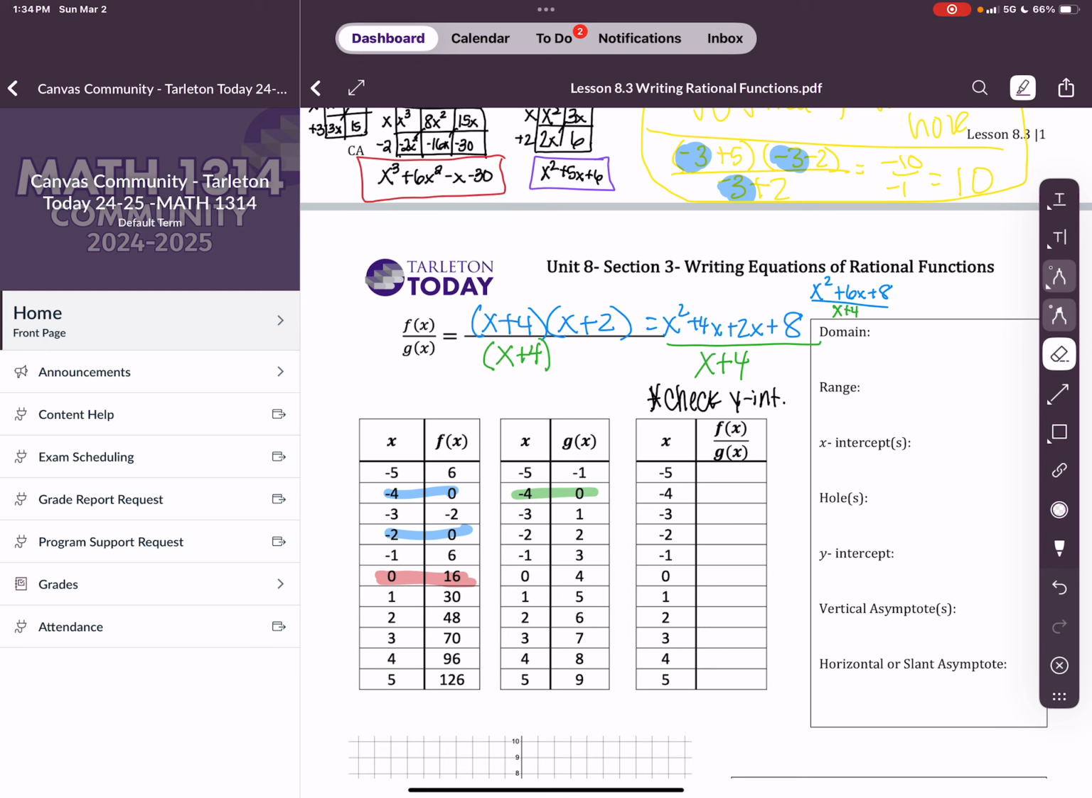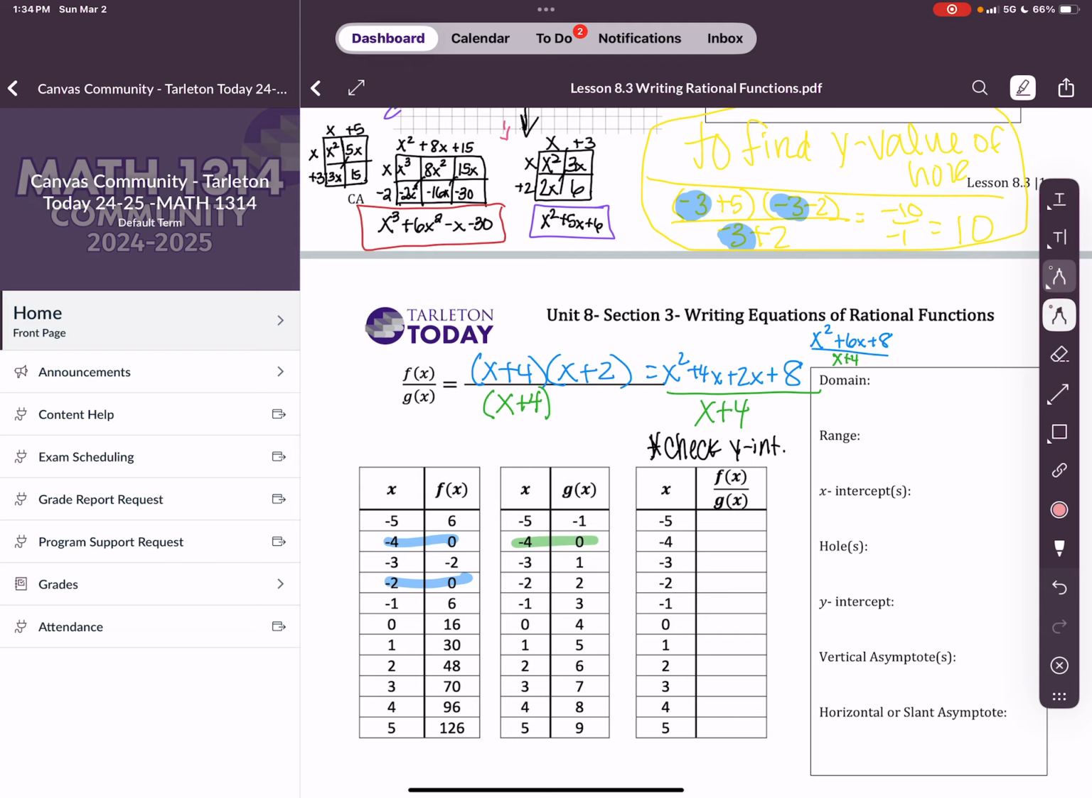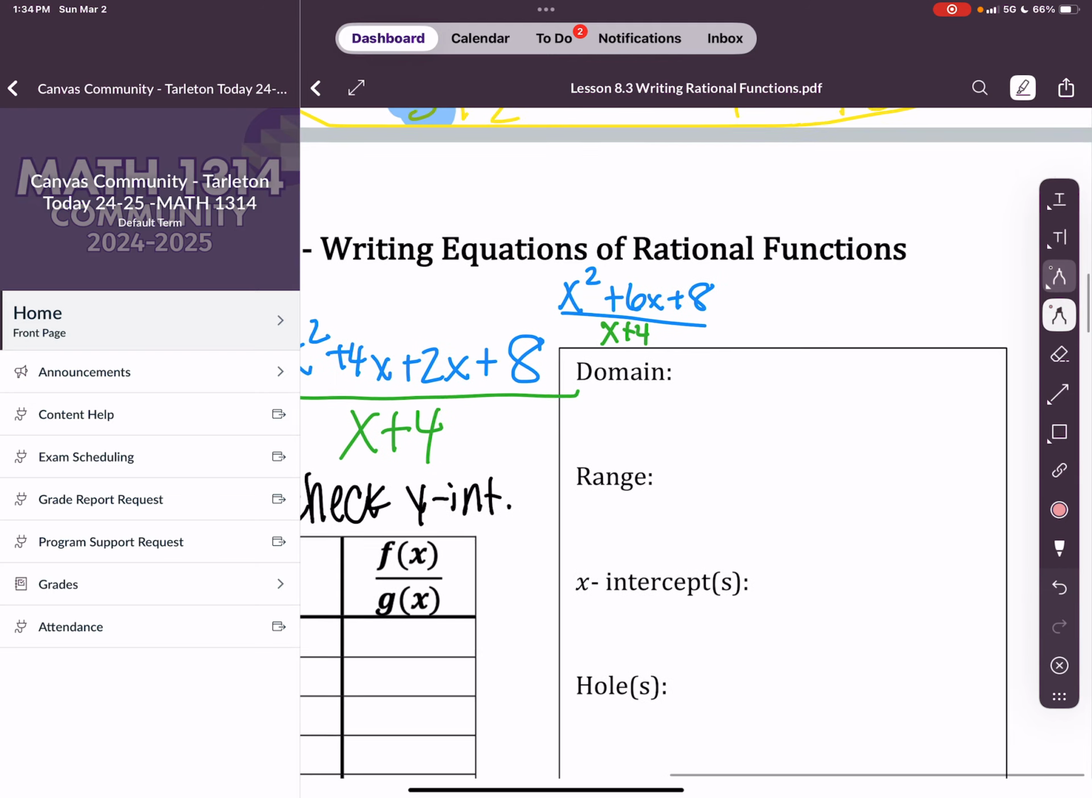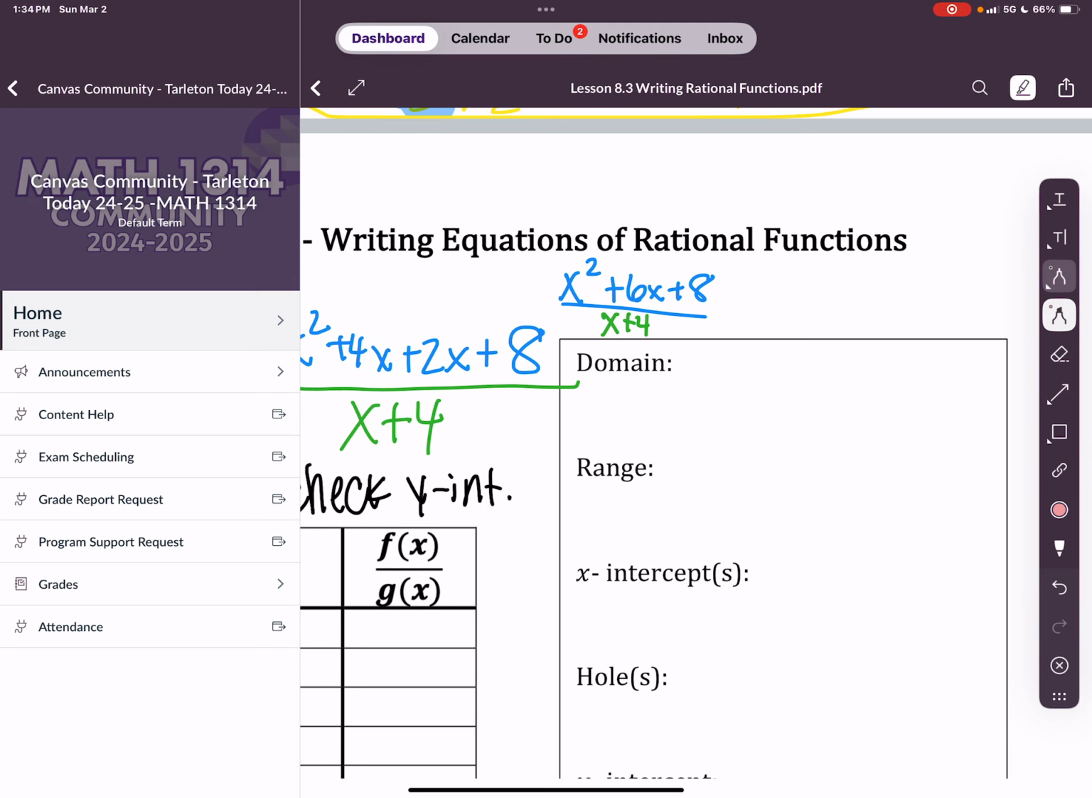Ignore that. That's the y-intercept of this. Okay, never mind. Ignore that. I'm sorry. Okay, so we're going to check what our y-intercept should be. That's what I should have said.